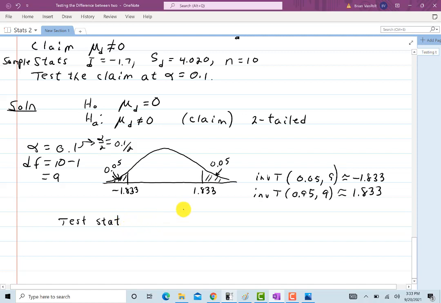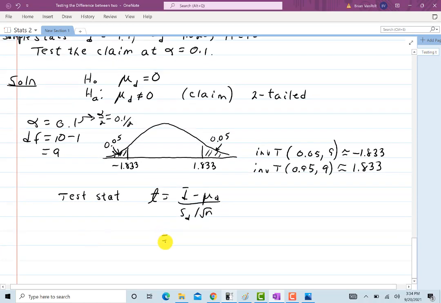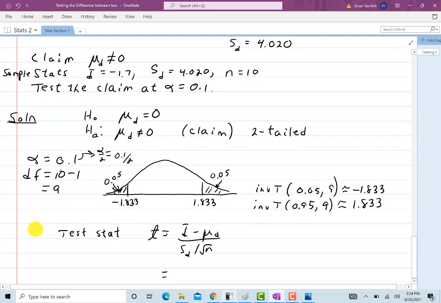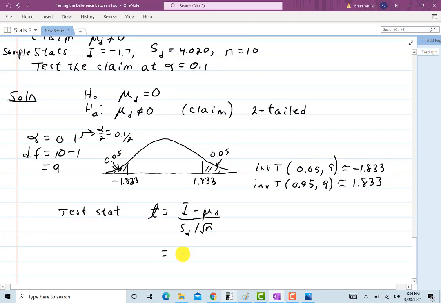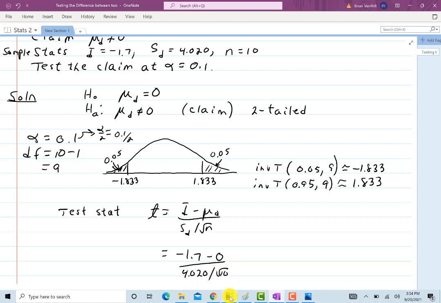The test stat, that's t equals d bar minus mu d all over s sub d divided by the square root of n. And that is d bar, that was negative 1.7 minus 0. SD is 4.020 divided by the square root of 10. And let's see what our calculator gives us for that.